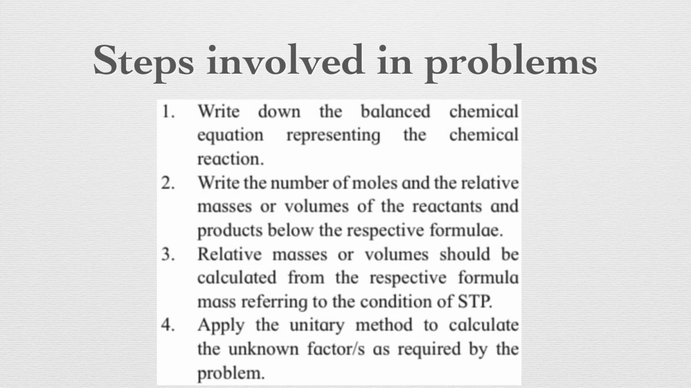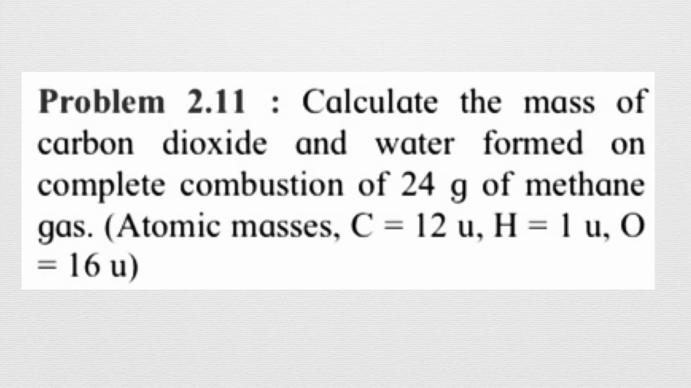To understand these steps, we'll see one problem. Calculate the mass of carbon dioxide and water formed on complete combustion of 24 gram of methane gas. In brackets, the atomic masses of carbon, hydrogen and oxygen are given. After reading this problem, what is the first step we have to write? We have to write down the balanced chemical equation representing the chemical reaction. So which reaction is that? We have to write down the combustion of methane.